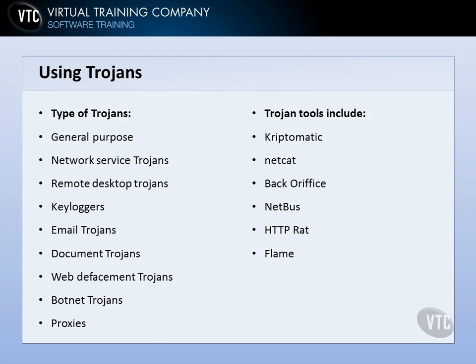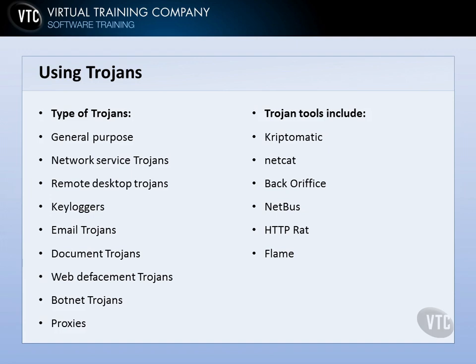Now, there are some general types of Trojans that we see, and this list is by no means conclusive. You could come up with any good reason to have a Trojan and create a Trojan just for that. General purpose Trojans, if you've ever heard of Back Orifice or NetBus, those are two popular general purpose Trojans that we saw a long time ago. They can do a little bit of everything. We saw network service Trojans like FTP Trojans and Telnet Trojans that are basically designed to open up an FTP port and send data through it. So you might see port 21 open up on a computer that shouldn't be.